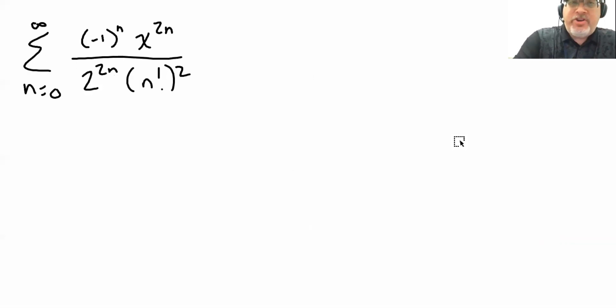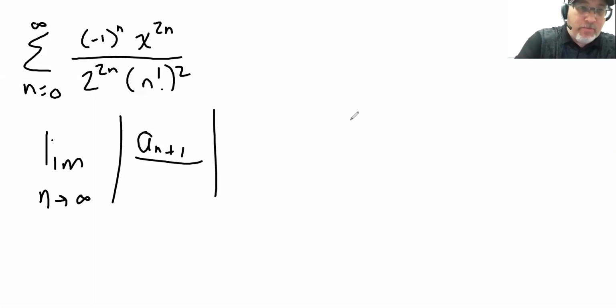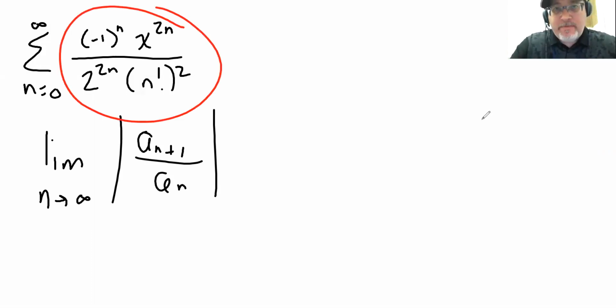All right, so let's set up the ratio test. And remember, by the theorem, the ratio test starts by taking the limit of the absolute value of the ratio of consecutive terms, the next term compared to the current term being the one that you see. The next one you get by replacing each n with an n plus 1.